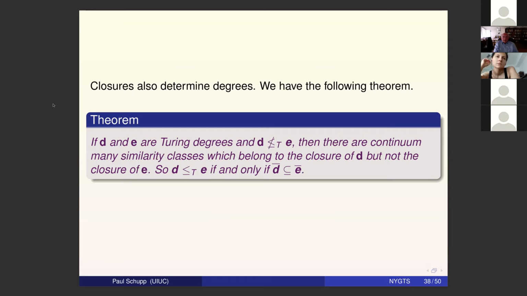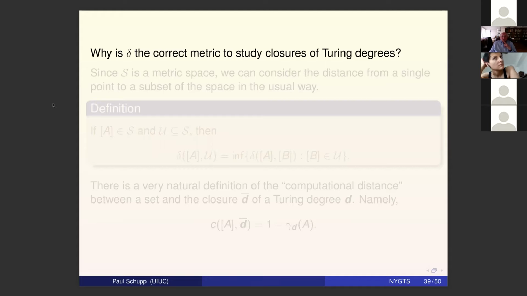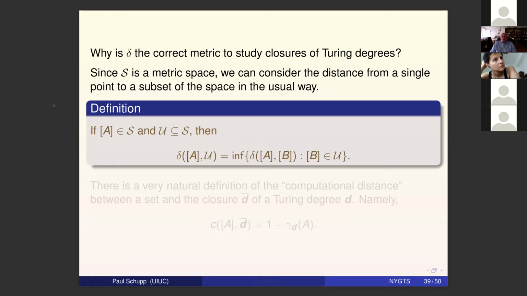So why is delta the correct metric to study Turing degrees? Well, since S is a metric space, we take the usual definition of a distance from a point to a subset. The distance from A to a subset U of S is the inf of delta from A to B with B in U, either as sets or classes. Sets in the pseudometric, classes in the metric.